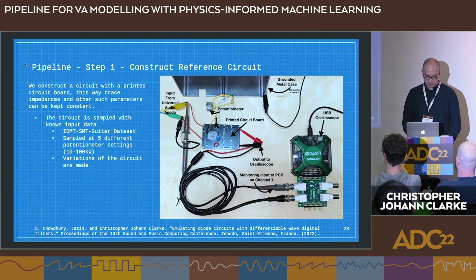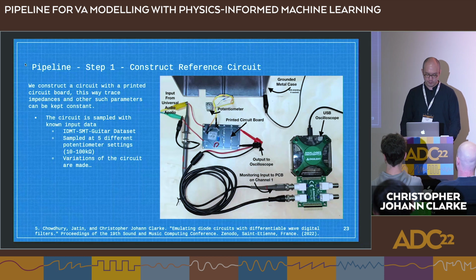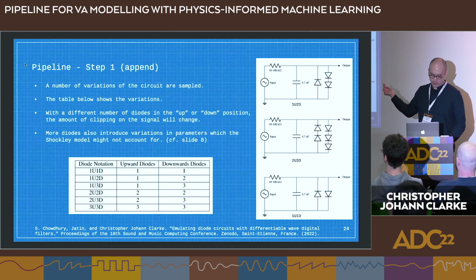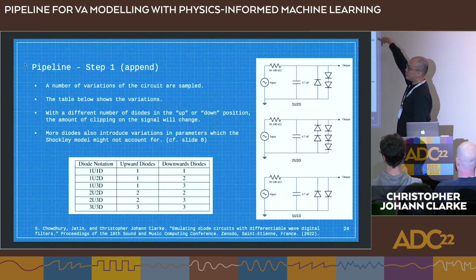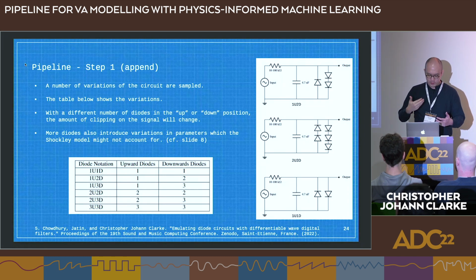In this presentation, the circuit was sampled with the IDMT SMT guitar dataset from Fraunhofer. This was done in 5 discrete potentiometer settings between 10K and 100K ohms. And also variations of the circuit were constructed. The table here shows all the variations in the nomenclature used in this presentation. So 1U, 2D would be anti-parallel diodes arranged in the configuration shown here, right? So 1 up and 2 down. More diodes in this case would introduce variations in the parameters that the Shockley model doesn't account for.